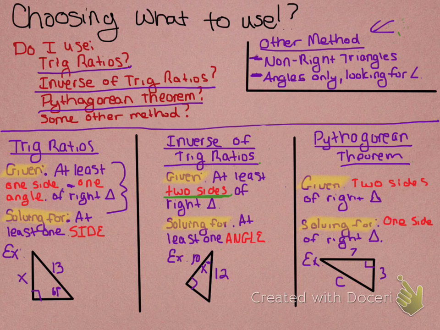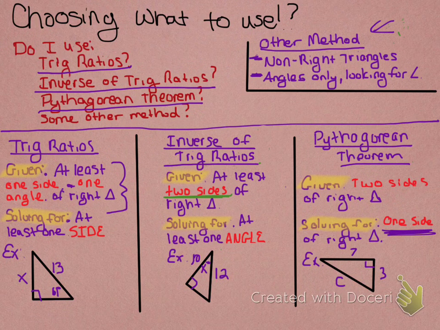We also have the inverses of the trig ratios. In order to use the inverse, first of all, you must be looking for an angle, okay? If it's not an angle, you can't use the inverses. But in order to use it, you must be given at least two sides of the right triangle. If you're not given two sides, or you can't figure out one of the sides, then you can't use an inverse of a trig ratio. Pythagorean theorem, you must be given two sides, just like when we were using the inverses of the trig ratios, but you would be solving for a side instead of solving for an angle.